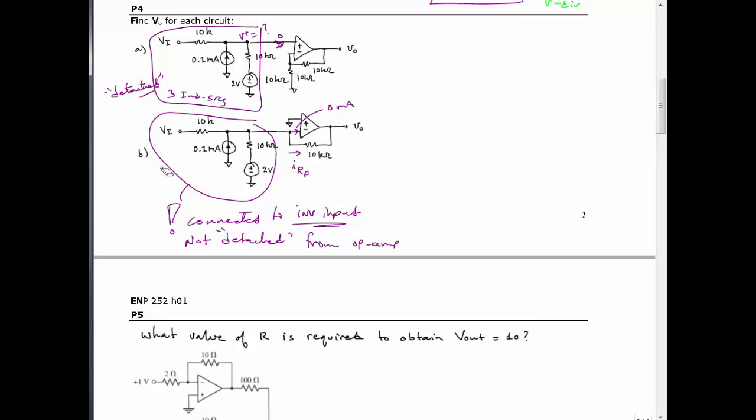Now fortunately, we've already seen that we can say something about the voltage at the inverting input. The voltage at the inverting input is equal to the voltage at the non-inverting input. This is equal to 0 because of the grounding, right? Because of the grounding there. So actually, we can solve this circuit here by redrawing it.